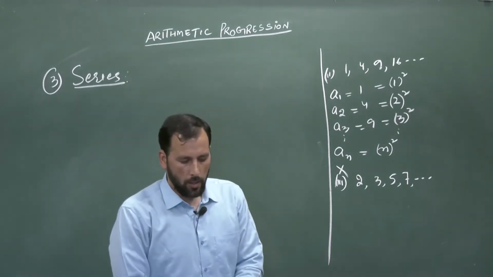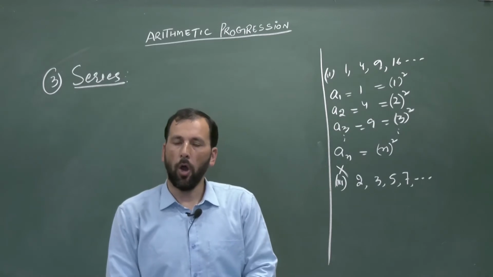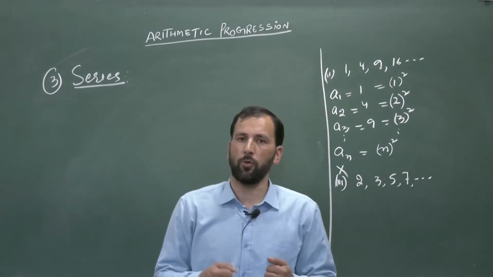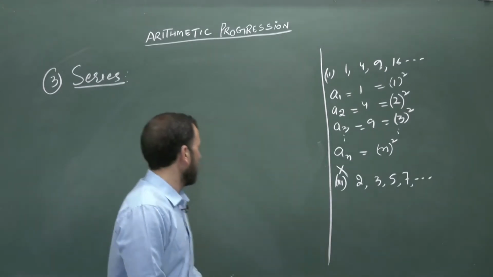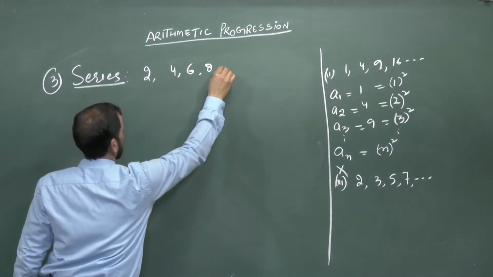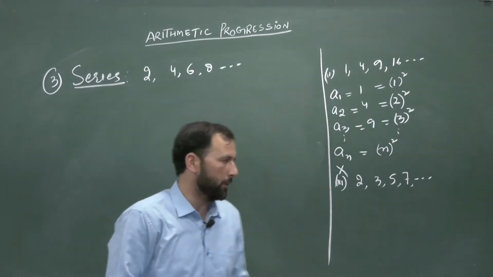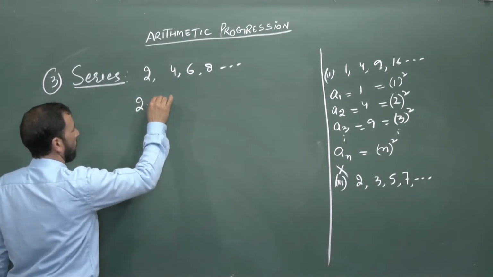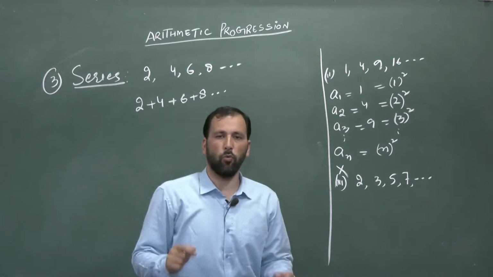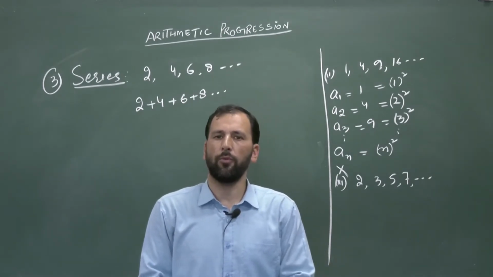A series is formed when the terms of a sequence are connected by positive or negative signs. So if we have a sequence 2, 4, 6, 8 and so on, and we connect these terms by a positive sign, then a series is formed. So 2 plus 4 plus 6 plus 8 and so on is said to be a series. When the terms of a sequence are connected by positive or negative signs, they form a series.